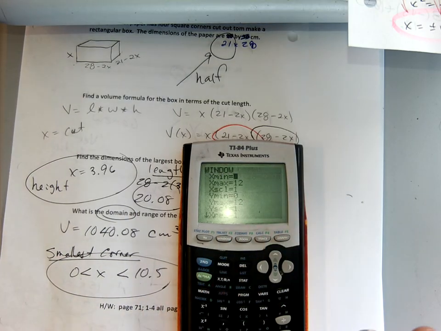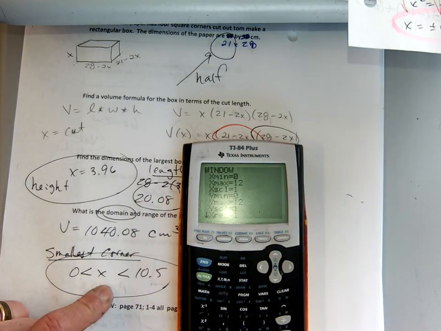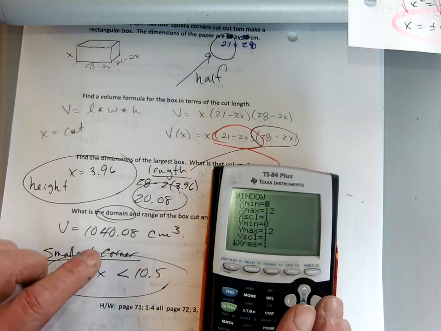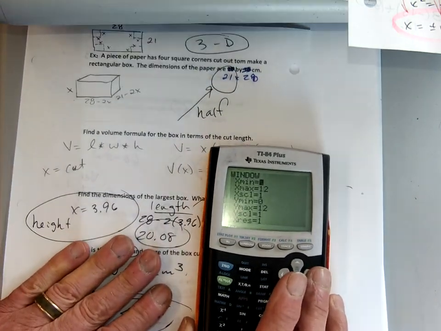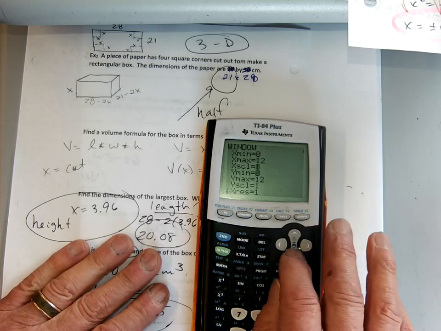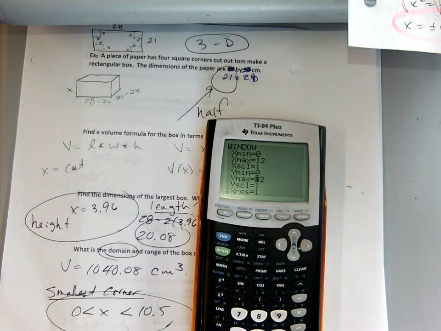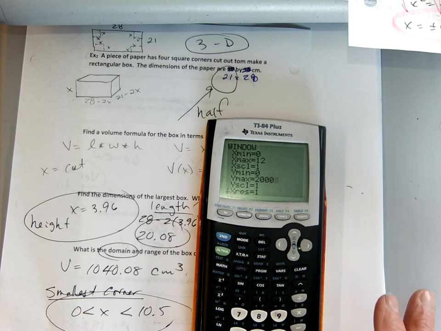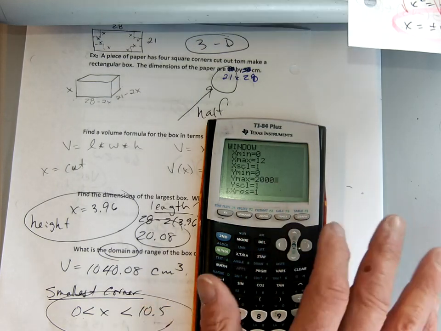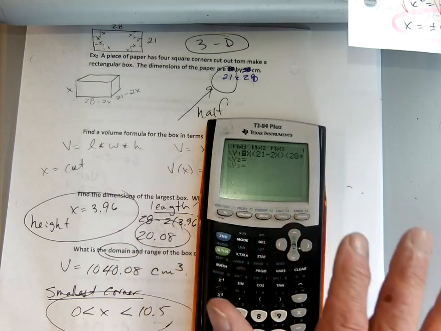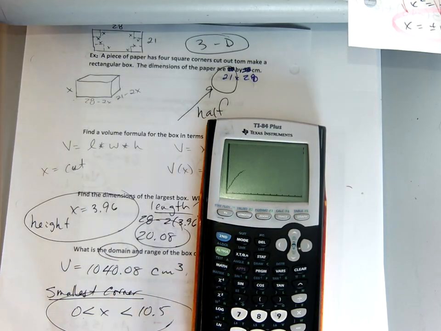So I do know when I go to my domain, that's my x value, so for sure 0 to 12 will work. Now my volume, it's going to be a big box. So my volume on my Y max, I don't know the answer, but I'm going to go big. I'm going to go 2,000. It's a big box, okay? So then once I make my window, I've got my equation in. I should graph it, okay? All right, there it is.